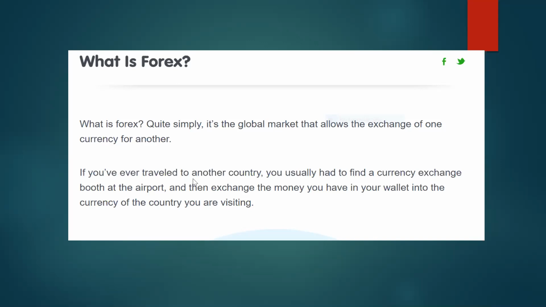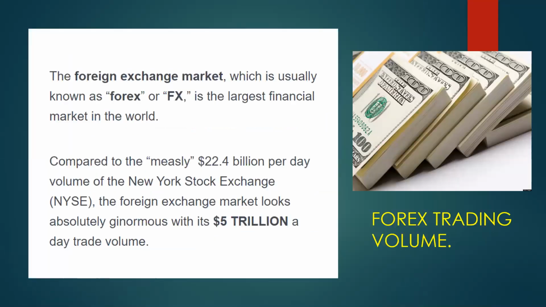If you have ever traveled to another country, you usually had to find a currency exchange booth at the airport. Anytime you travel abroad, you usually find a currency exchange booth where you can exchange your currency for the currency of the country you are visiting. When you have done that, you have traded forex. When you exchange one currency for another, you have traded forex. But that form of exchange is called a spot exchange. Everyone trades forex.